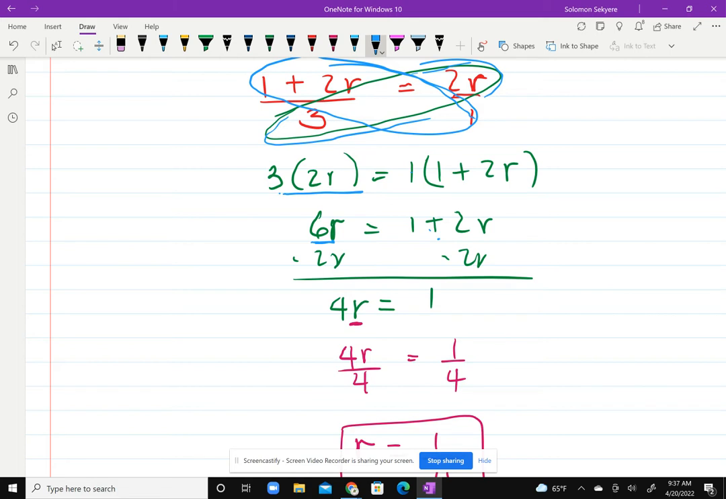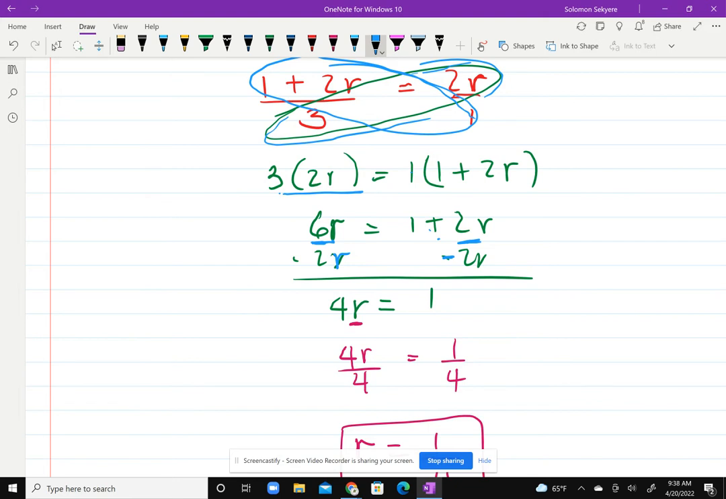Now I need to group my like terms. I'm solving for my variable. Okay, I have one on the left, one on the right. I group them by moving everything to the left. Since it's adding, I subtract. Okay, so I subtract it from both sides. 6r minus 2r is 4r. And here I'm left with 1.